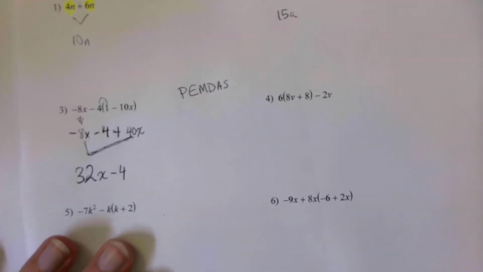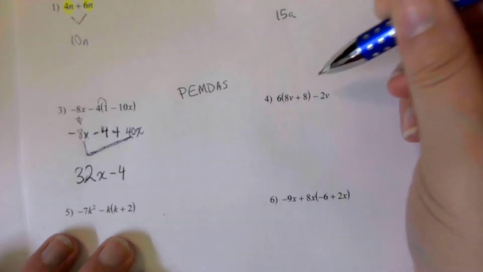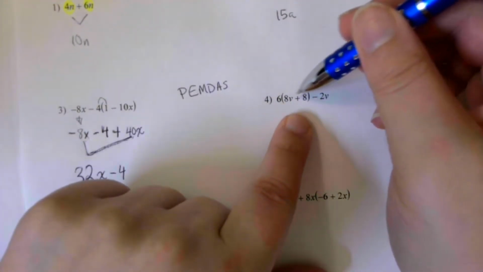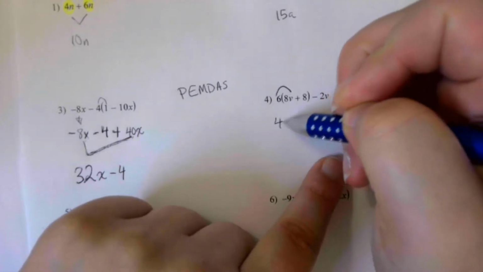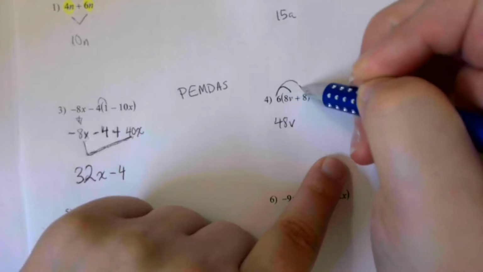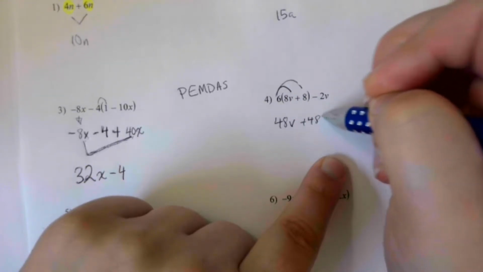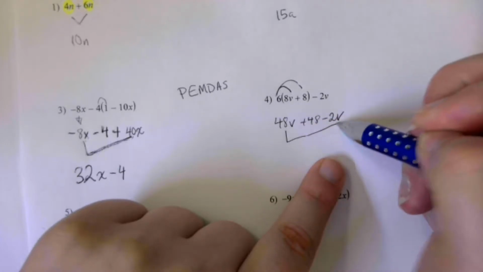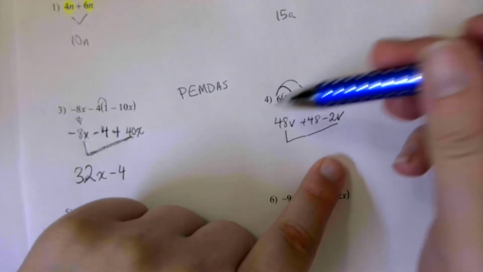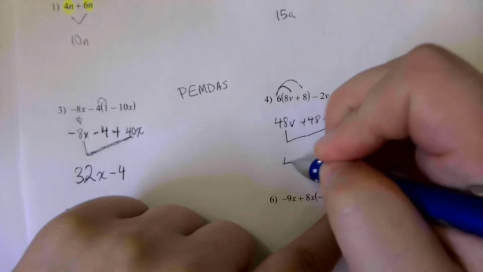Same idea here. I can't combine those. Those are not like terms, so I'm going to distribute the 6. 6 times 8, 48v, and then take away 2v. These two terms both have the v, so I put those together. 48 take away 2, 46.